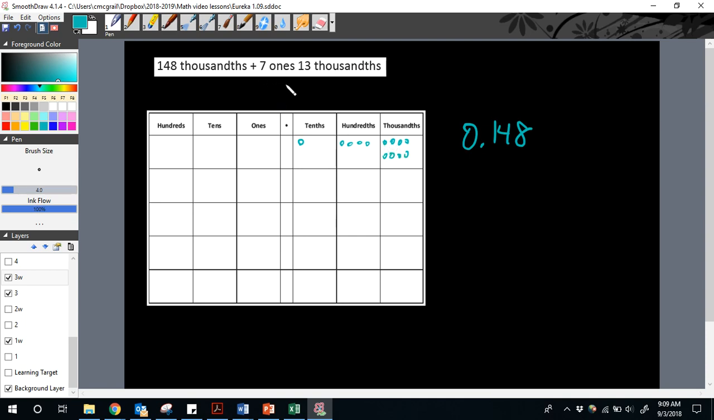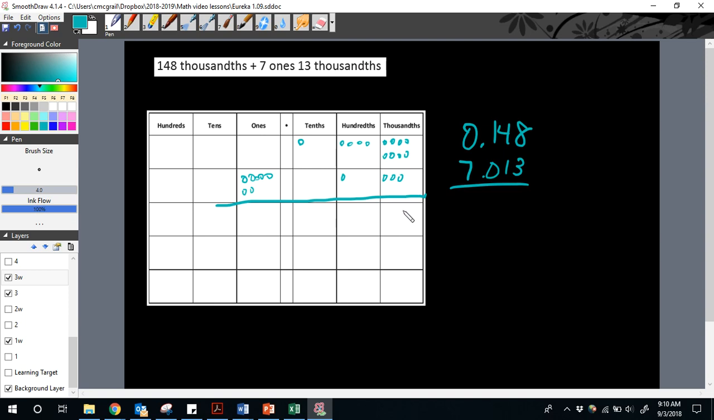Now I'm adding 7 ones and 13 thousandths. And I know that 7 ones and 13 thousandths looks like that. So 7 ones. And instead of putting 13 thousandths here, I know that I can break that down to 1/100th and 3 thousandths instead. Now let's add them up.